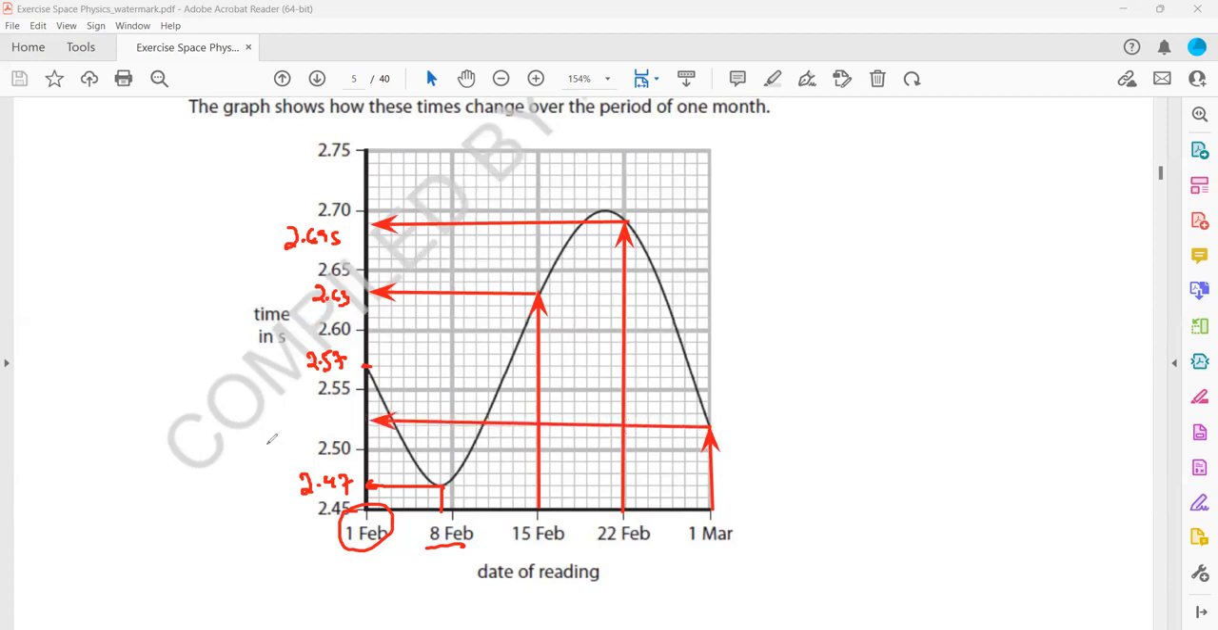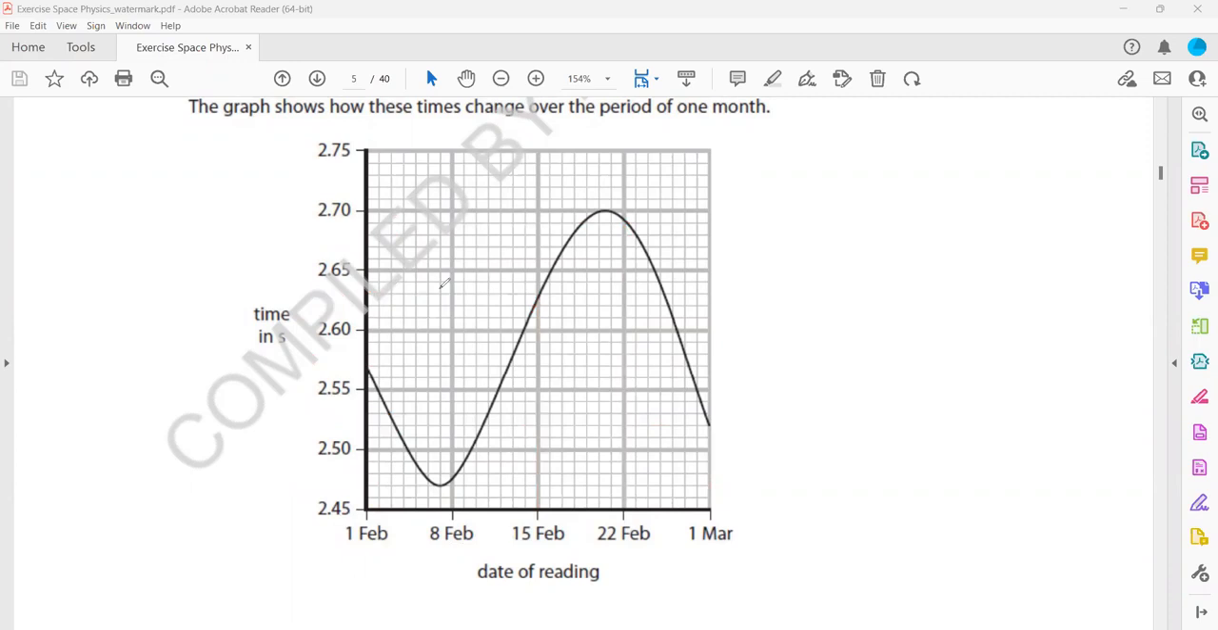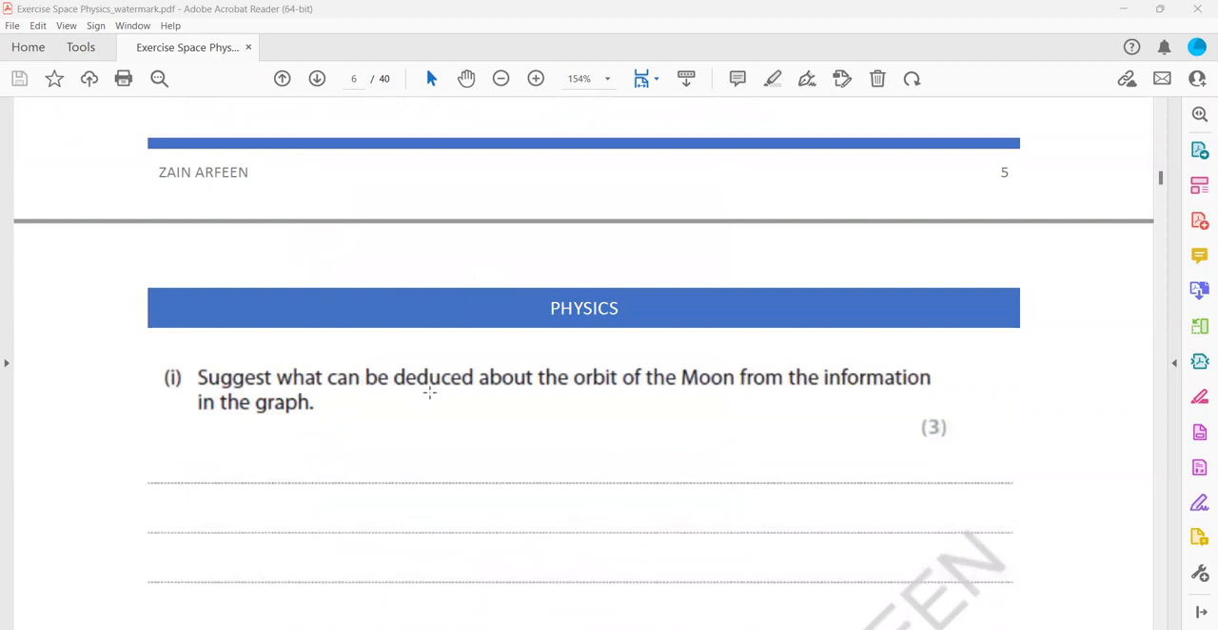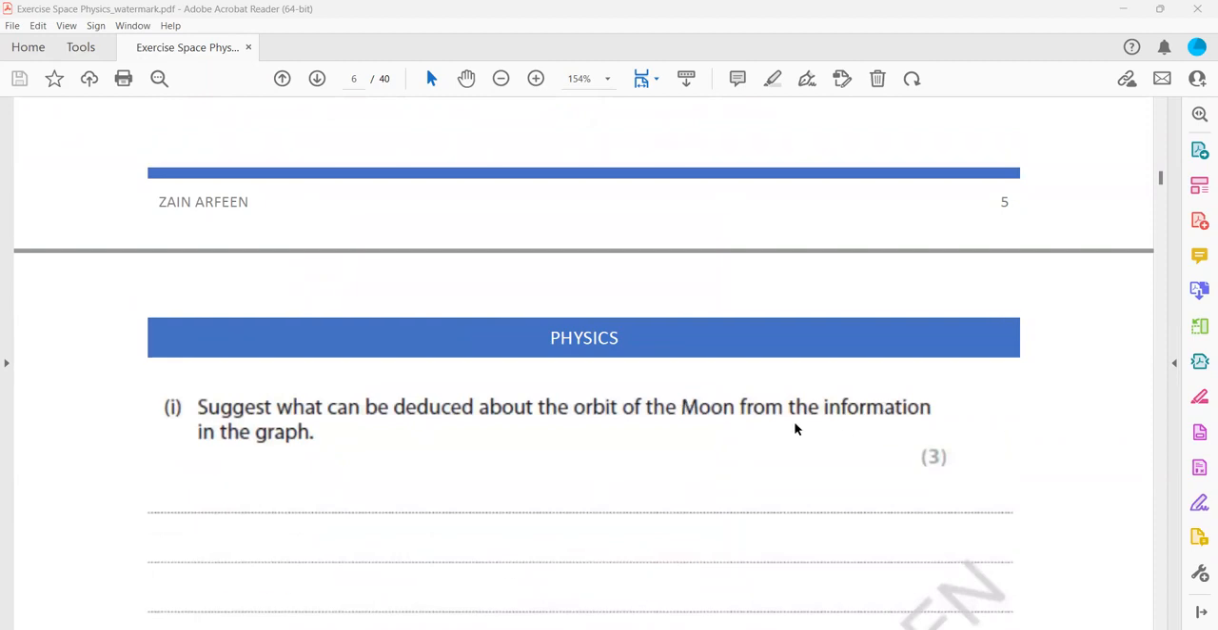So the time for the light to reflect back from the moon is continuously changing. It's not the same. Some days it's taking a shorter time to bounce back, some days a longer time. What can you conclude from this table, this chart, the graph? Suggest what can be deduced about the orbit of the moon from the information in the graph.